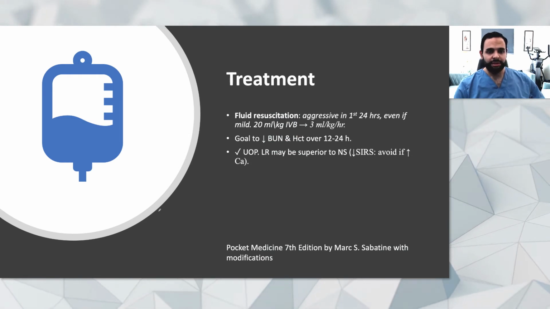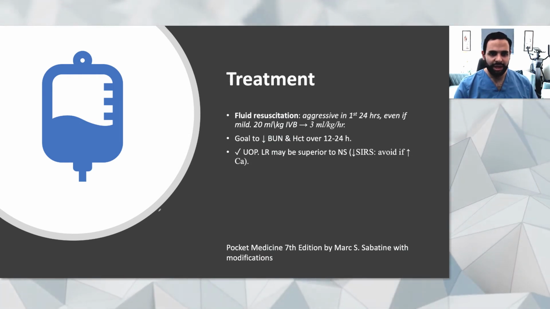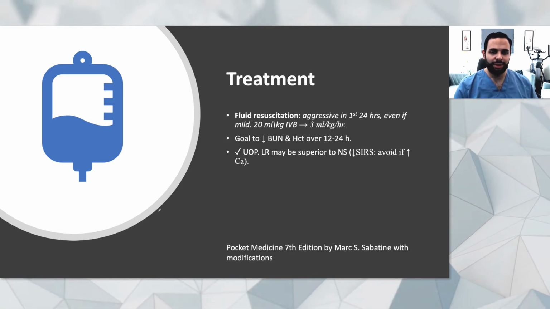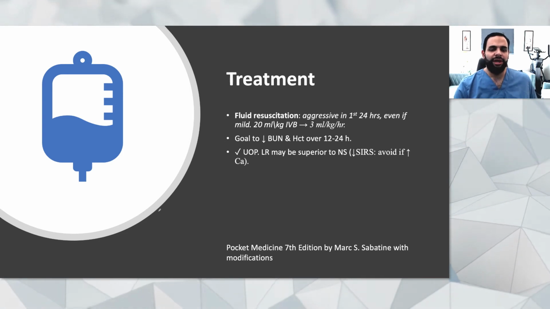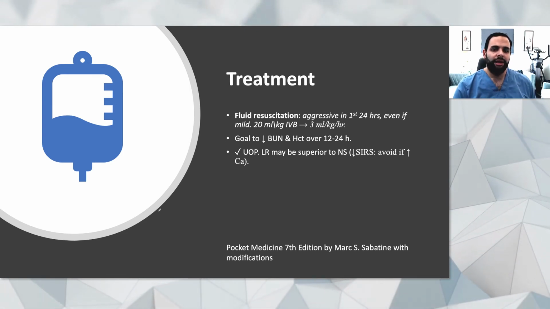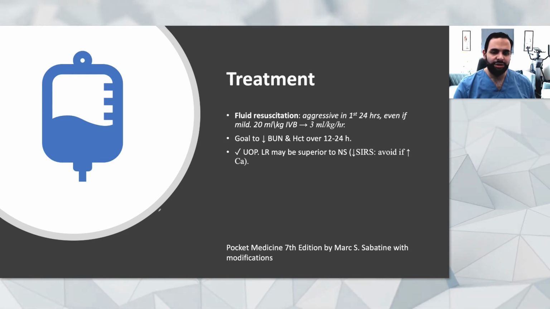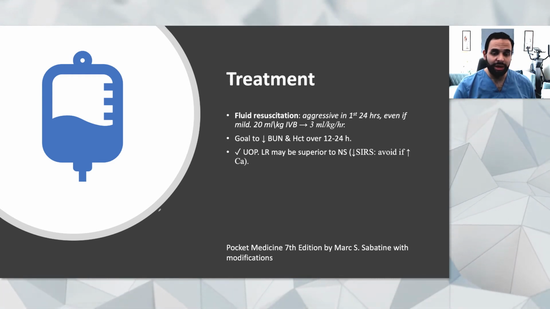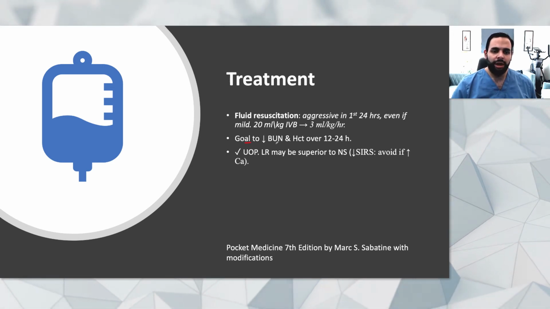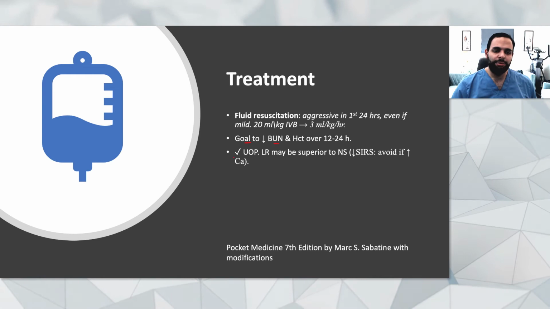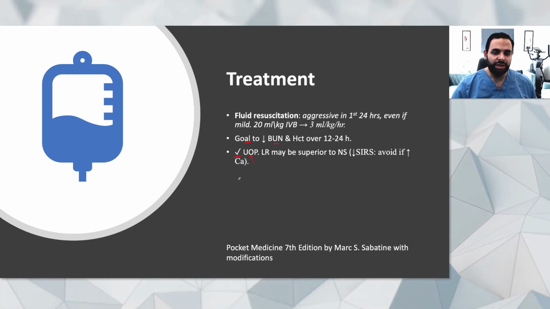For treatment, fluid resuscitation very aggressively in the first 24 hours, even if it is mild. So we're going to go for 20 ml per kg IV boluses, and that's going to be something like 3 ml per kg per hour. The goal is to decrease blood urea nitrogen and hematocrit concentration over 12 to 24 hours. These are both good markers for dehydration. And you need to keep checking urine output, which is the first thing to be deranged in acute kidney impairment.